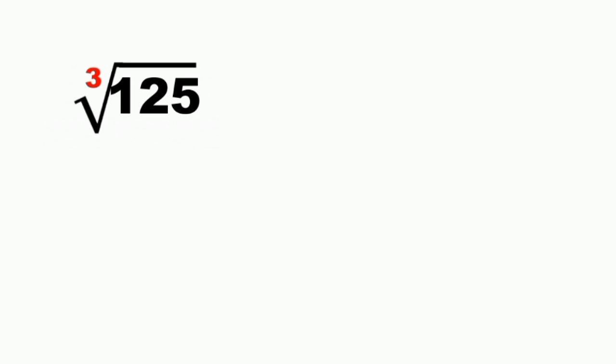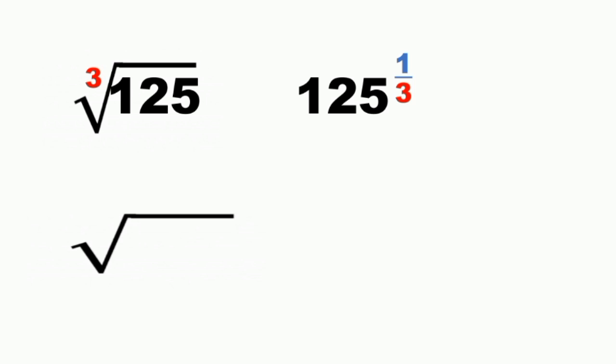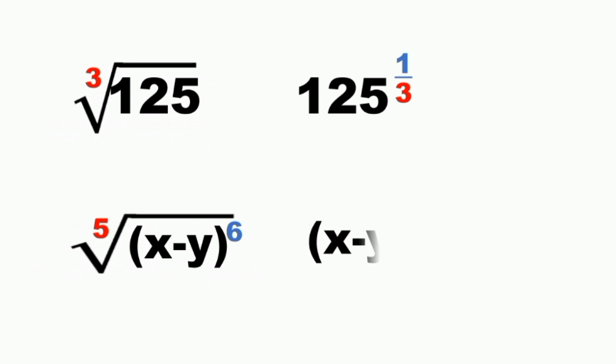125 under the radical sign with index 3 or cube is the same as 125 to the power 1/3. x minus y under a radical sign with 5 as index and power 6 is the same as quantity x minus y to the power 6/5 or 6 over 5. Here the index becomes the denominator while the power becomes the numerator.